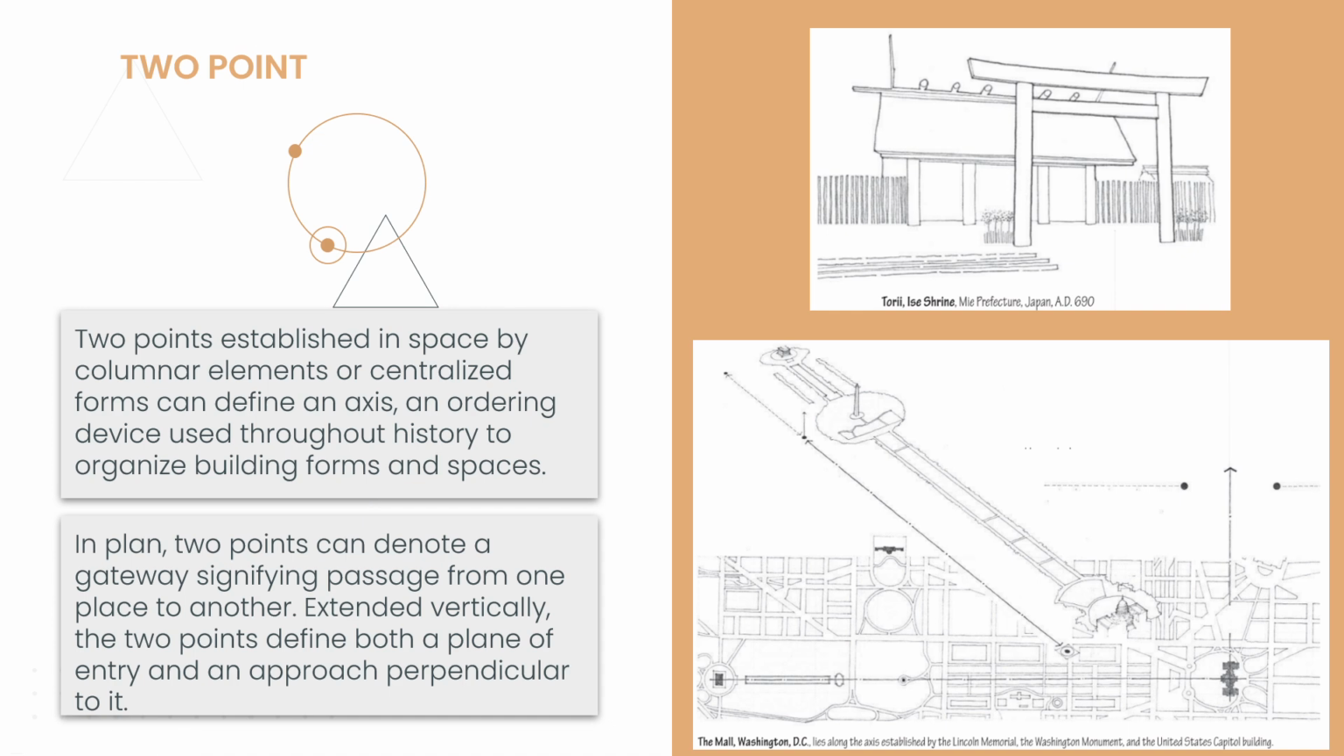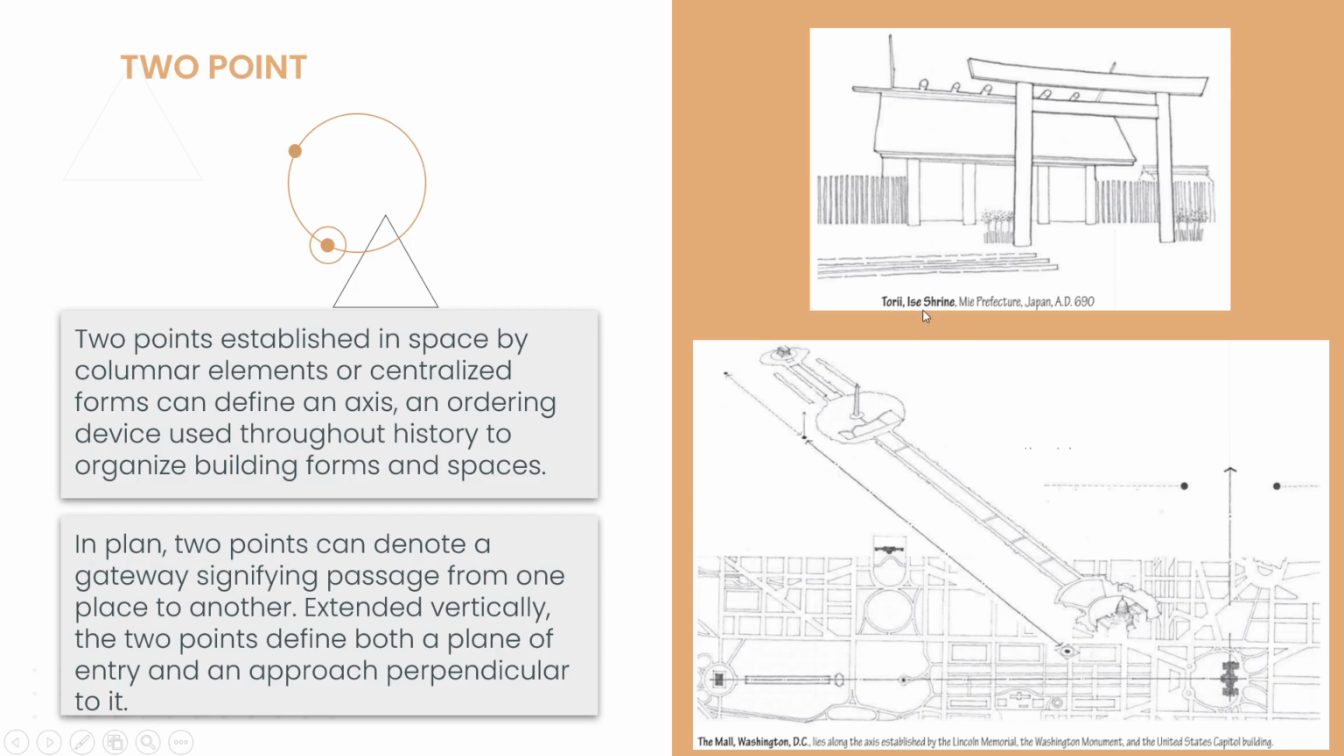An ordering device used throughout history to organize building forms and spaces, like this Torii Gate in Ise Shrine in Mie Prefecture in Japan. So Torii is like a portal. It's an afterlife portal for Japanese, like a gate. And this one at the bottom is the Mall in Washington D.C. So it has 2 points, one from the Capitol and one on the obelisk side. So 1 point here and 1 point there. It'll create a connection between the two, even if there's no direct line between them.